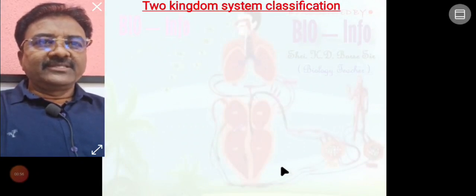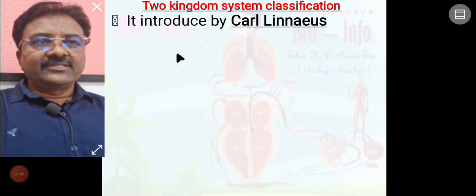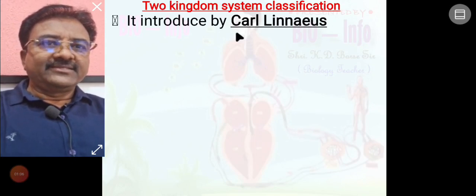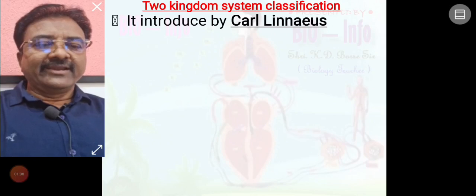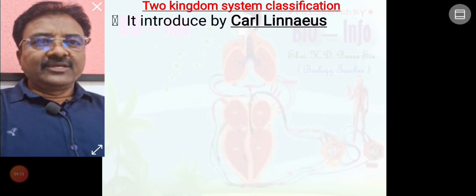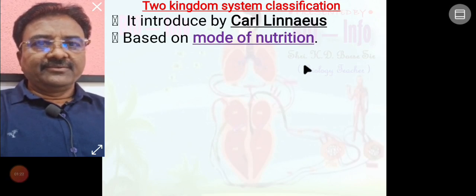two kingdom system classification. Two kingdom system classification was introduced by Carl Linnaeus. Always remember, Carl Linnaeus is one of the scientists who introduced the two kingdom system classification. This two kingdom system classification is based on mode of nutrition.